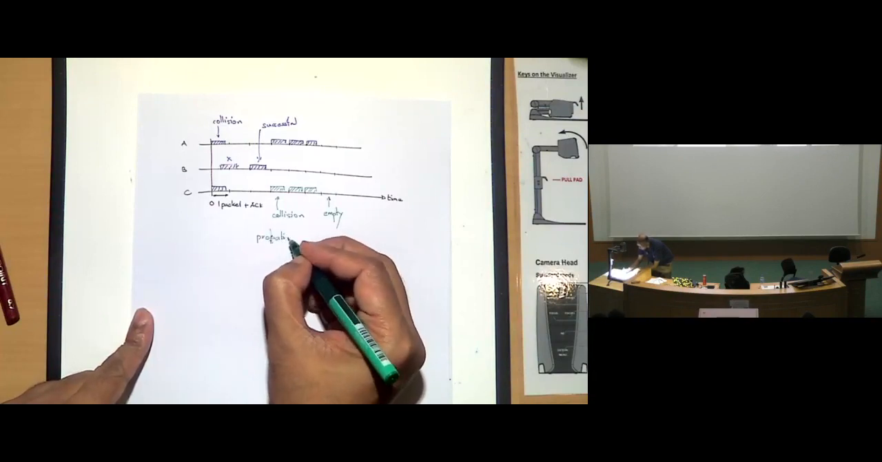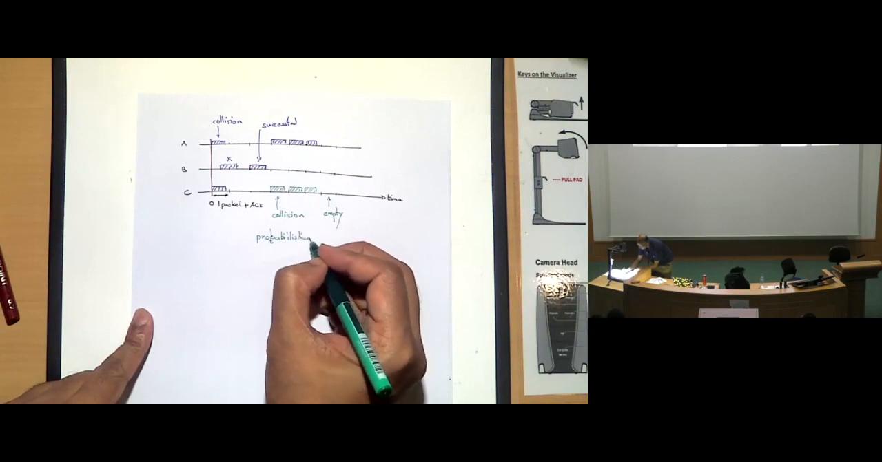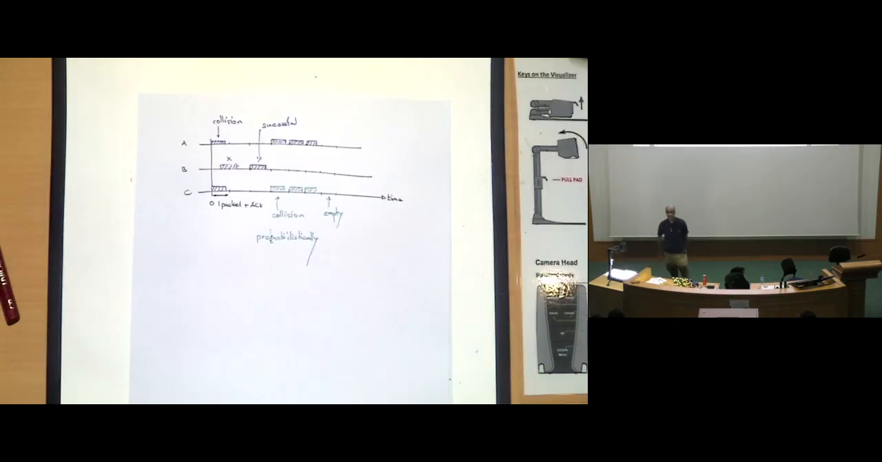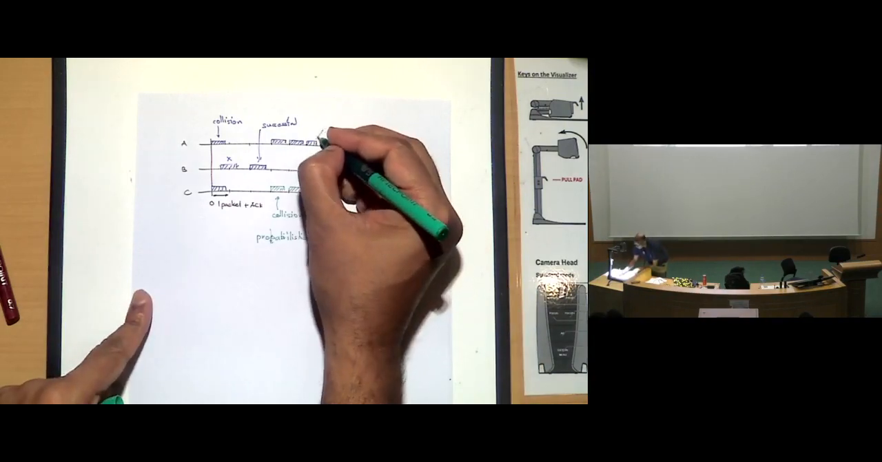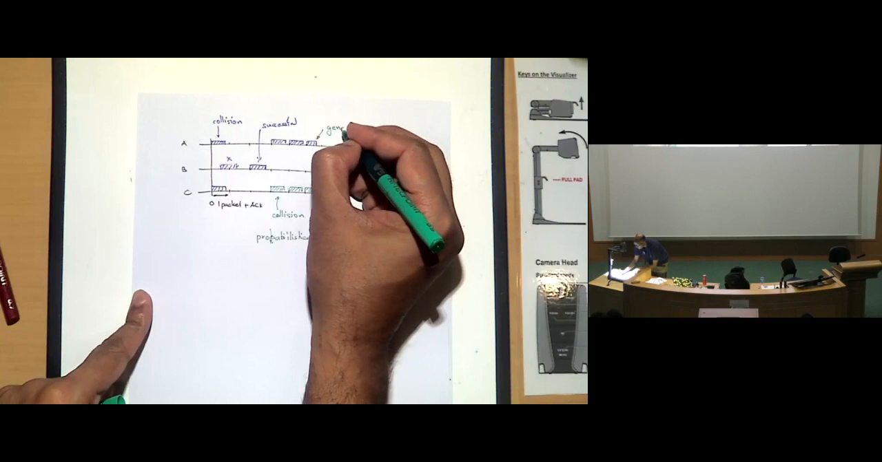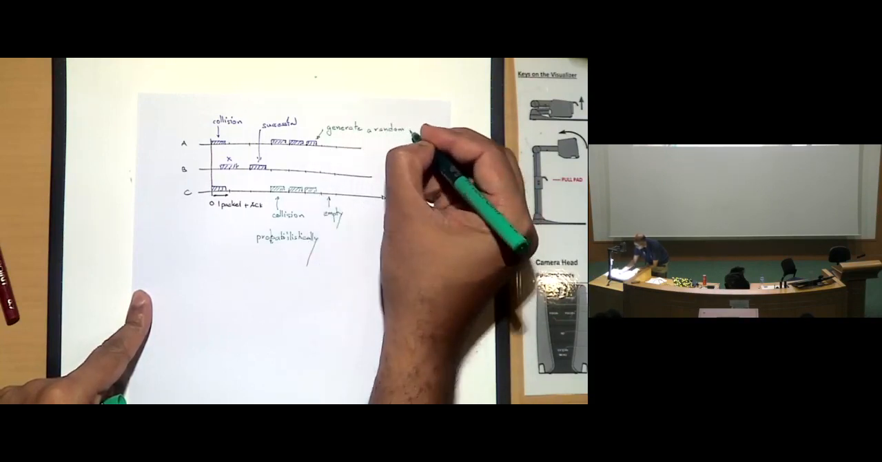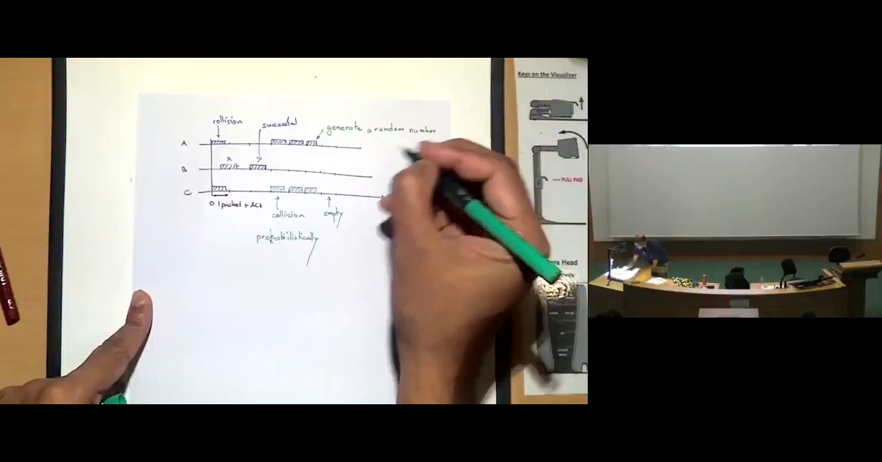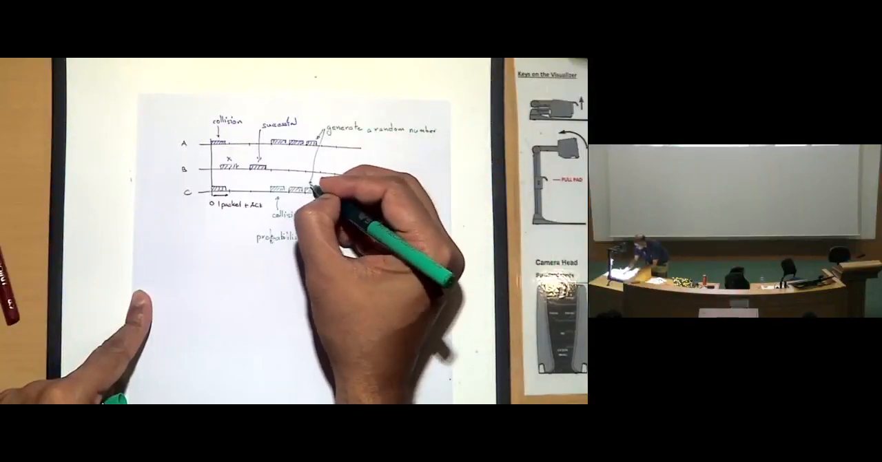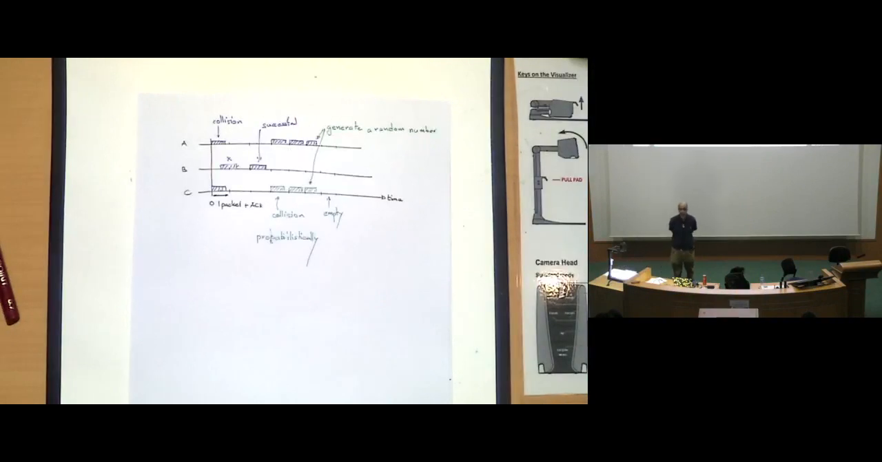We should introduce some randomness in here. And what the protocol says is, each one of them should generate a random number. Both of them. You generate a random number, I will also generate a random number. A generates a random number, C also generates a random number.